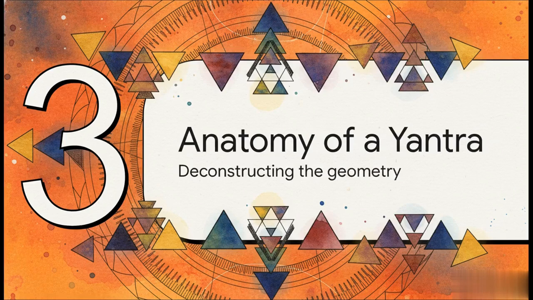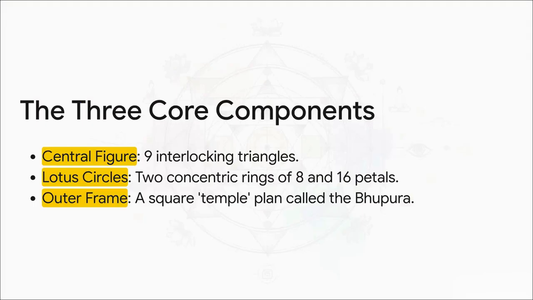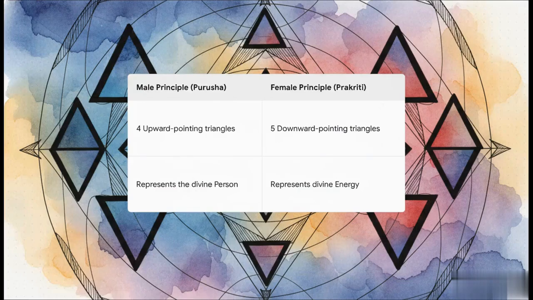Okay, so now that we've kind of wrapped our heads around its mind-bending complexity, let's actually deconstruct this thing. Let's take it apart piece by piece to see what it all means. So, every Shri Yantra is built from three main parts. At the very center, the heart of it all, you've got 9 interlocking triangles. Wrapped around them, you have 2 circles of lotus petals. And then, enclosing the whole thing, there's a square outer frame called the bupura. Now, those 9 triangles in the middle, that's the symbolic core. You've got 4 of them pointing up, which represent the male principle, or Purusha. Then there are 5 triangles pointing down, representing the female principle, Prakriti, or divine energy. And the way they perfectly interlock symbolizes the union of these 2 cosmic forces, the very creation of the universe.